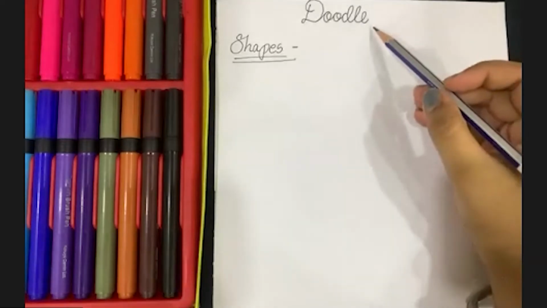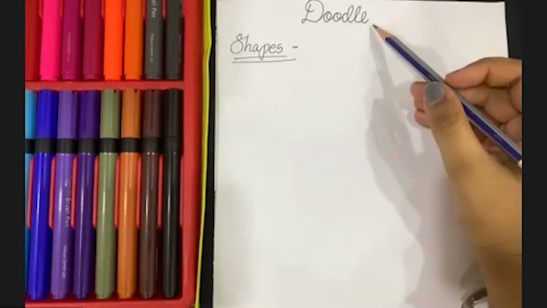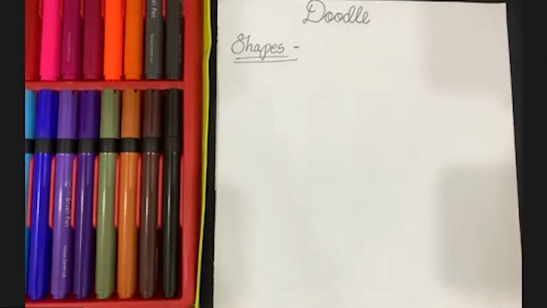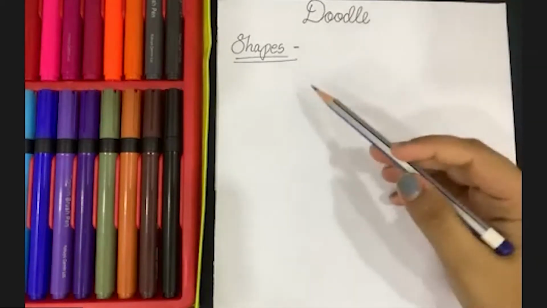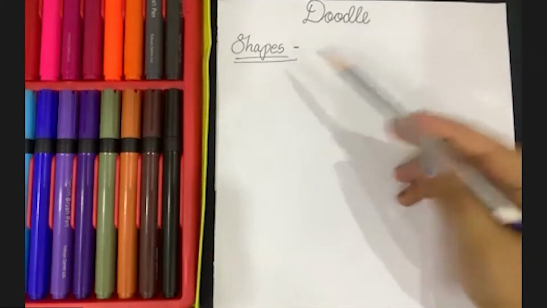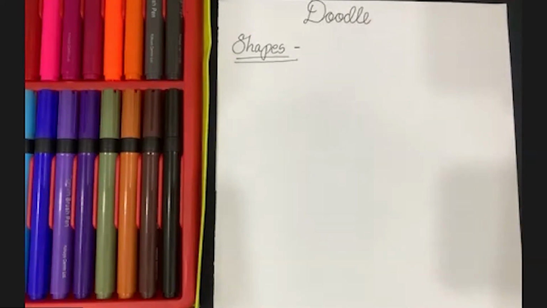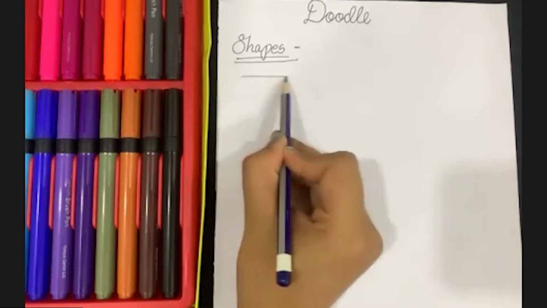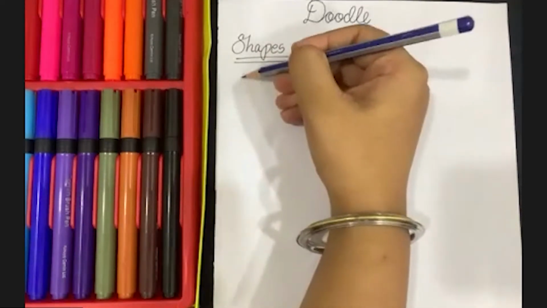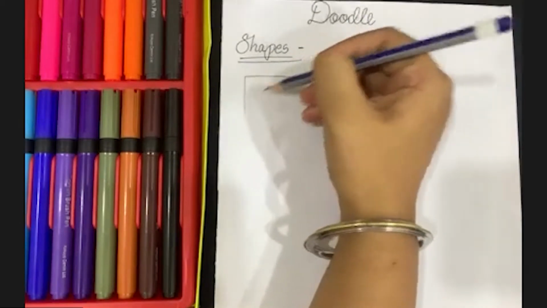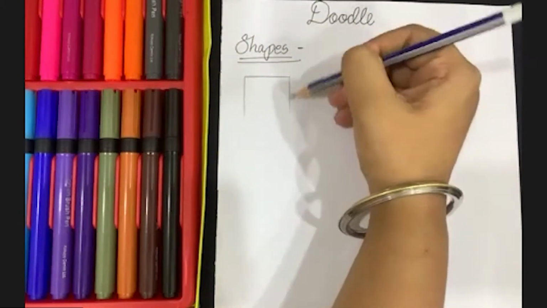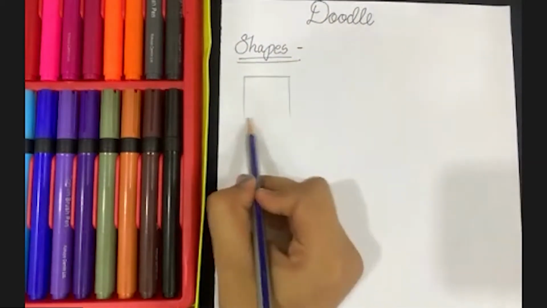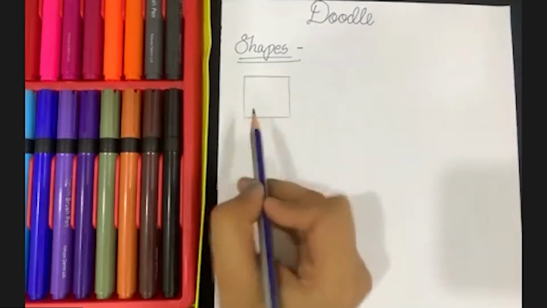Today we are going to cover the topic doodle, okay? And for that, first we are going to learn some basic shapes. So first we are going to start with the square shape, okay? Come on everyone. What you have to do is slipping line, straight line, okay? First we are going to draw the shapes, square shape.